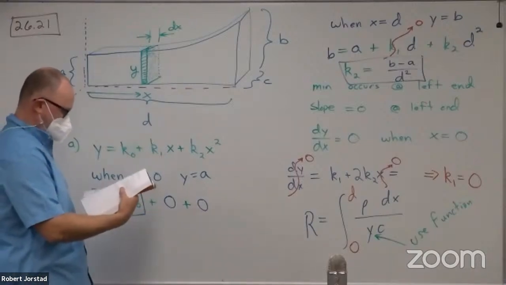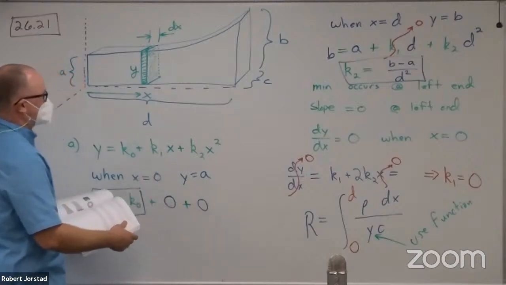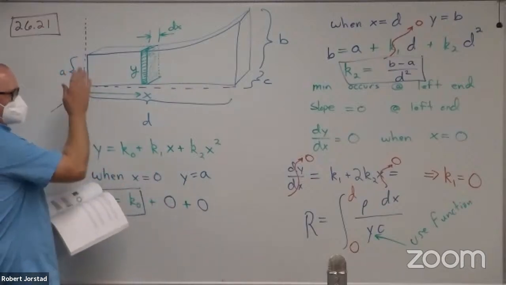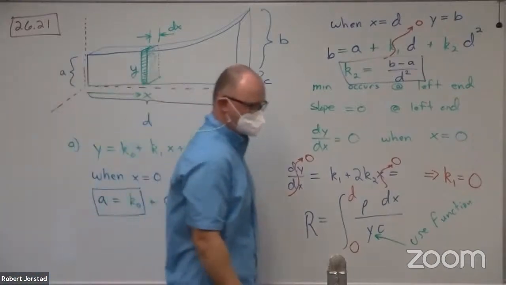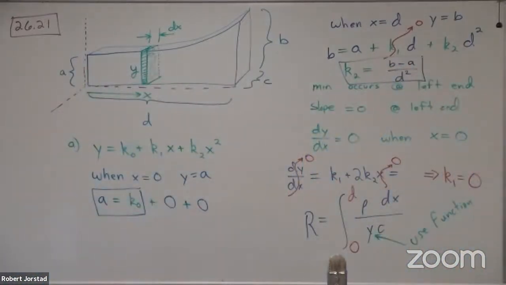Part D asks, let's say I just wanted to get the resistance between the front and the back faces here. Oops, I lost my slab. The detritus of the class gone bad. All right.